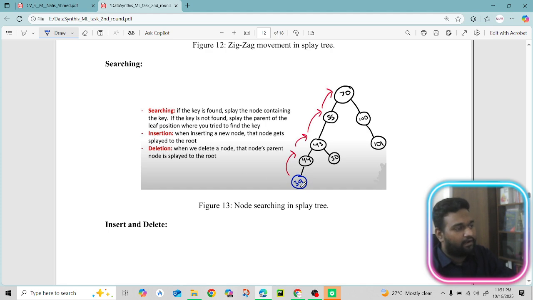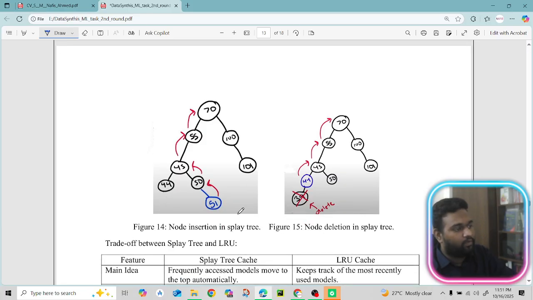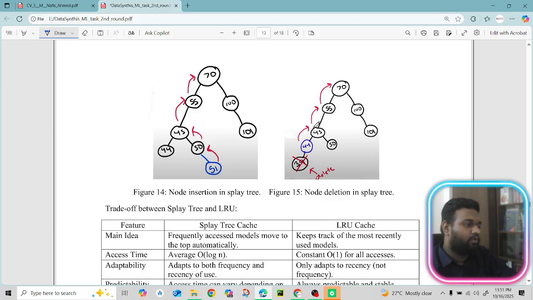If the value I want to search for is 39, then it will come up and be at the root level. If the value doesn't exist, then the parent of this value, that means 44, will come up to the root level. In insertion, if I want to add the value 51 in this tree, it will come up like this and sit at the root position. Similarly, if I delete 39, then 44, the parent of the deleted node, will come up to the root. That's how it works.